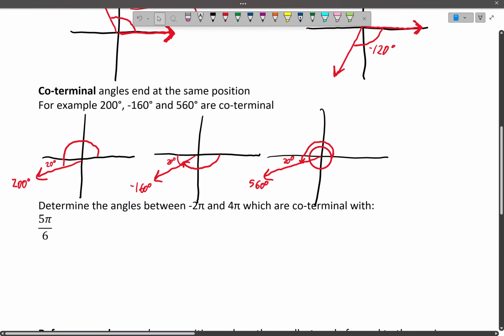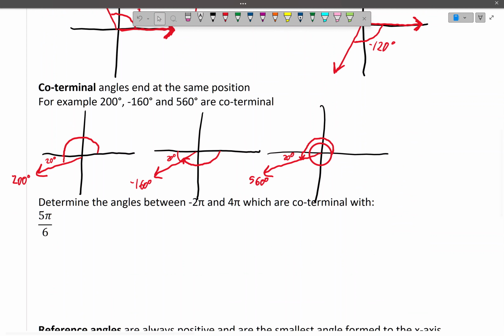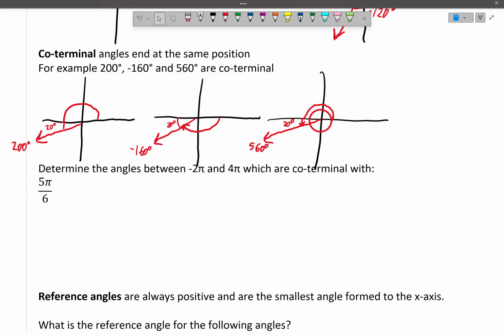So all three of these end up being in the same position. Yes, one spirals around multiple times, one goes counterclockwise, one goes clockwise, but they're all coterminal, meaning not only do they have the same reference angle, but they're in the exact same position. And that's key.